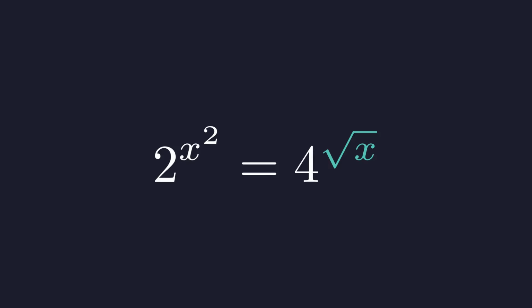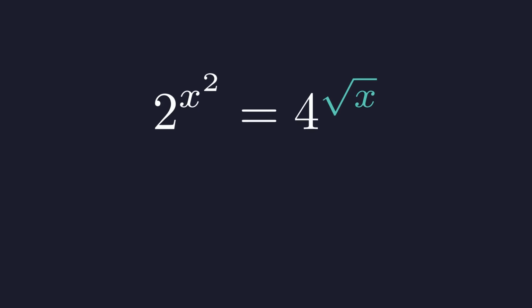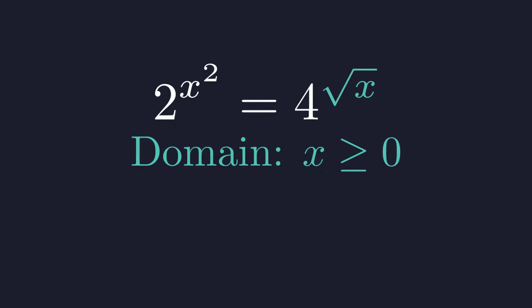First observation. We have a square root of x lurking here. This is actually a gift because it immediately tells us x must be non-negative. So our domain is x greater than or equal to 0. We're only searching in the non-negative region.